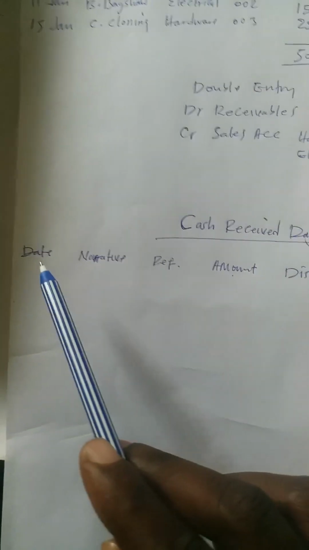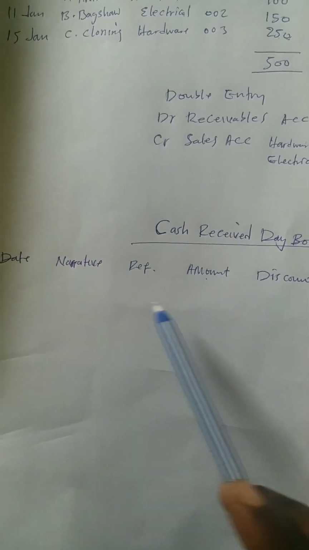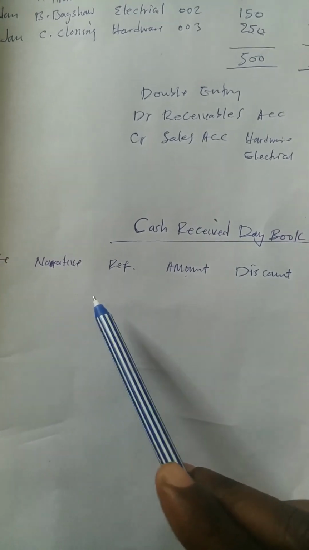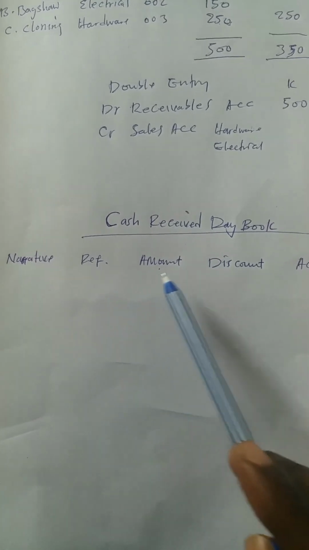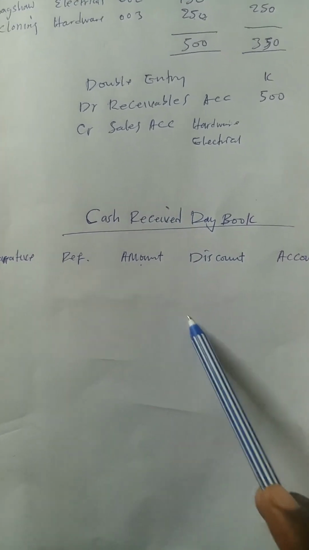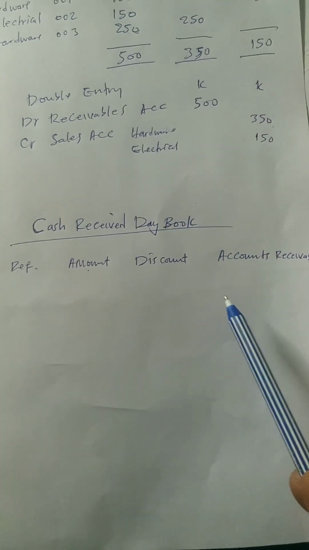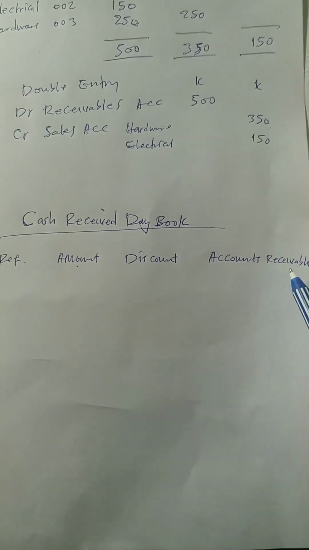But the most important as well, the cash received day book also ends just here, where you record the date, the details, the amount is coming from where, the payment or the receipt is coming from where, the reference number and the amount. And then if there's any discount given to that person, you indicate here, and then how much in total they are supposed to pay. That's the account receivable we're talking about.